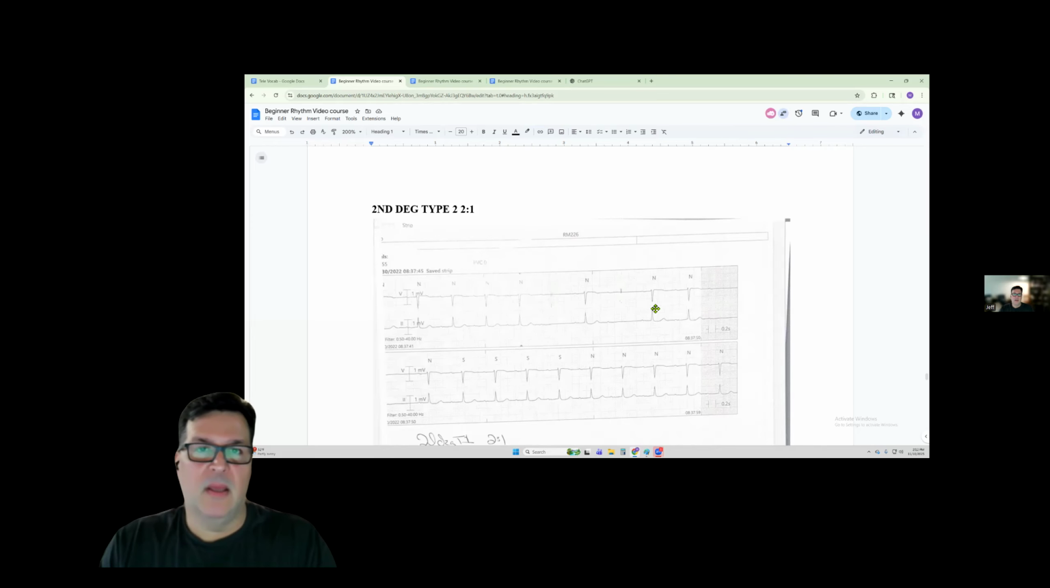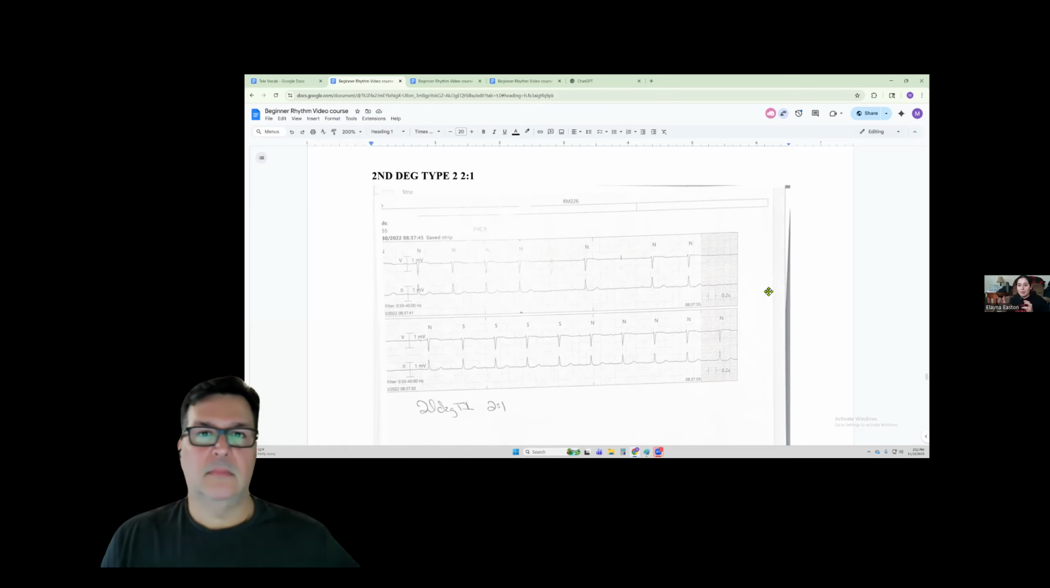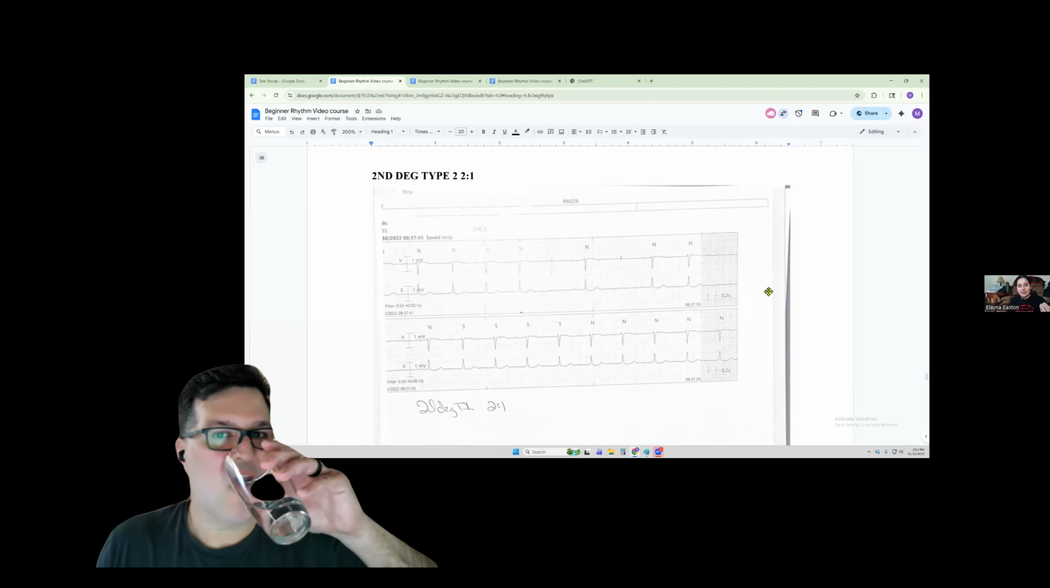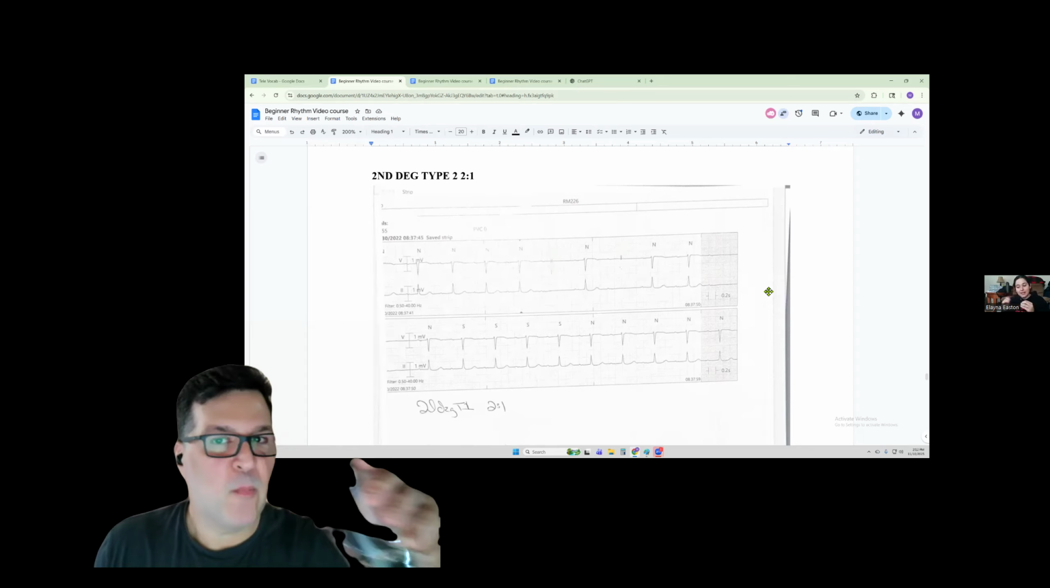Your heart rate's dropping. I got extra P waves. It kind of looks like a second degree. Can you check on the patient? And just communicate what you do know, right? And let the nurse check on the patient. And communicate everything that you're sure about and what you're thinking about. But if you're not sure about it, it's okay to not communicate that.